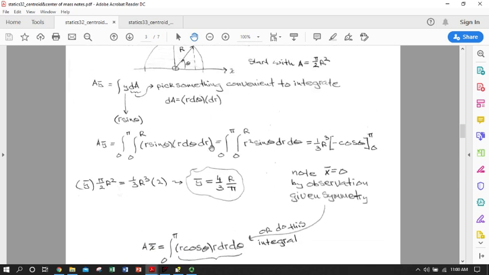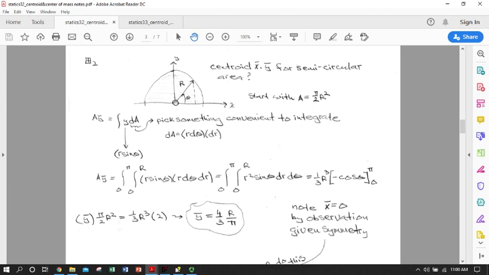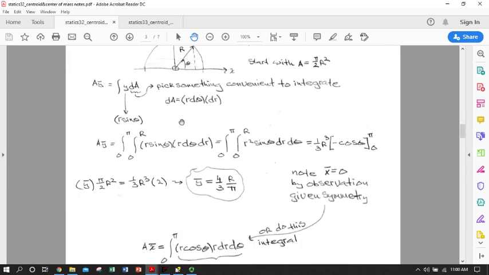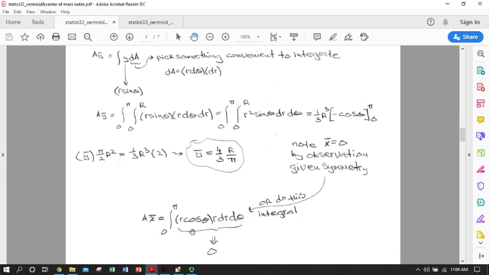The x centroid's even easier. We can do that by observation. It's 0. Or we could go through the integral if we really wanted to. And in this case, the only thing different would be that our x position would be defined by r cosine theta. So if you want to do that, feel free. You'll get a 0.